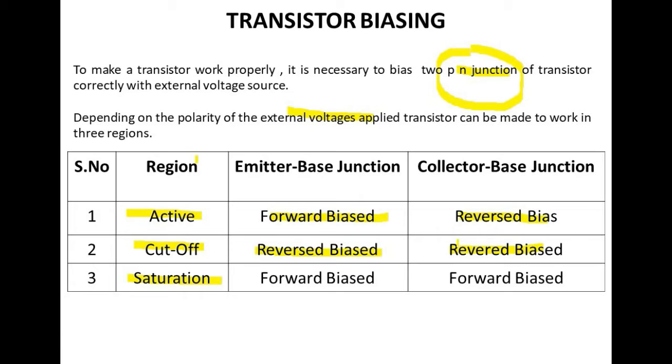Now come to the saturation region. In the saturation region, the emitter base junction should be forward biased and the collector base junction should also be forward biased. So we see here, to work a transistor in saturation mode, both the junctions should be forward biased.